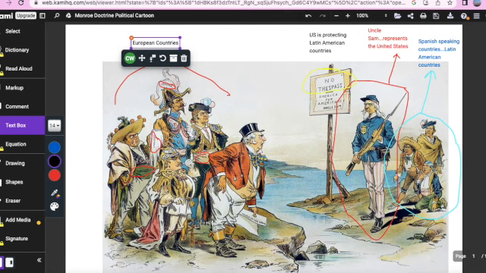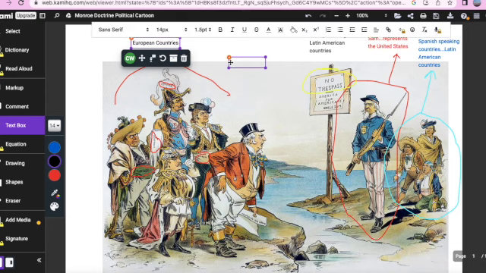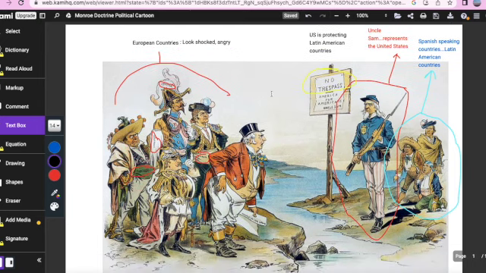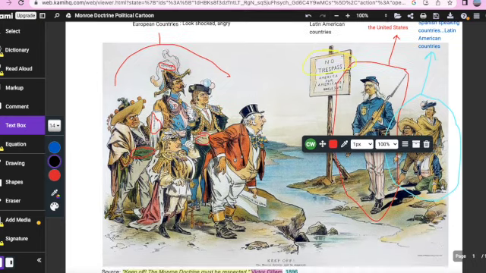If we look at their expressions, look at the expressions on all of their faces. Here, Portugal's, all of them, especially his right here, his expression, they do not look happy. He looks shocked. So I'm going to say European countries look shocked, angry. Okay. So they're looking over. So we have the U.S. and Latin American countries protecting. So the United States is protecting Latin American countries from these European countries who are looking over in shock.